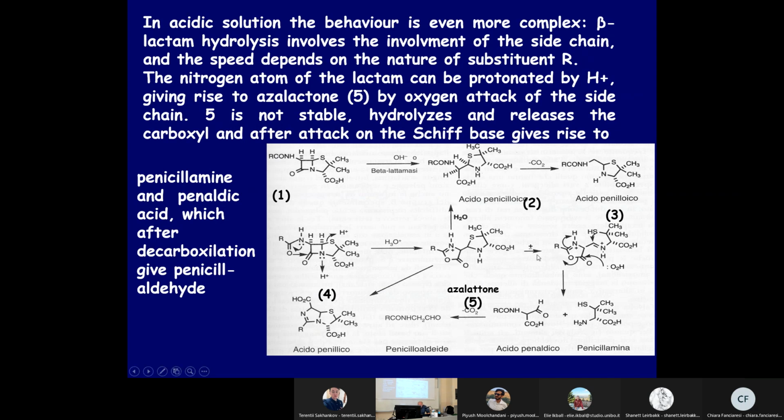After that, you have the demolition, the destruction of the structure of this azlactone to give penicillamine, penaldic acid, and so on. The two important points are related to what happens in basic conditions, the opening of the beta-lactam ring, and in acidic conditions you have the same, the destruction of this reactive ring.